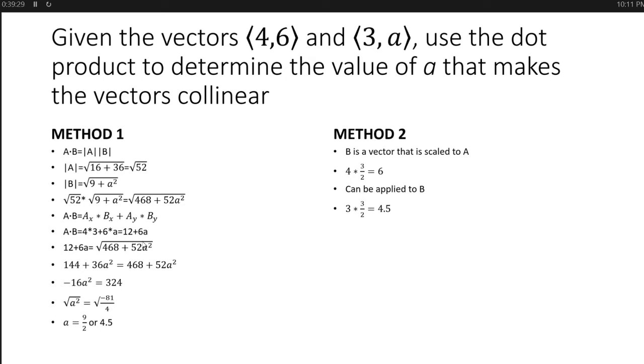And then you just take out the roots, so square both sides. 144 plus 36a squared equals 468 plus 52a squared. Simplify and combine, that's negative 16a squared equals 324. You can divide both sides by negative 16 and then simplify to get negative 81 over 4, and then you just root both sides. A is equal to 9 over 2, or 4.5.